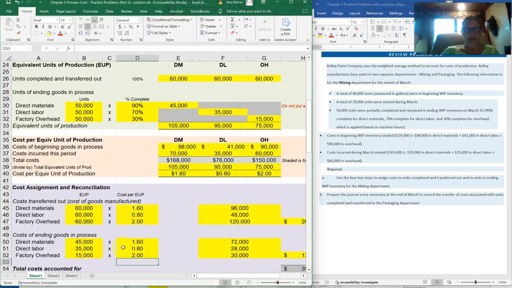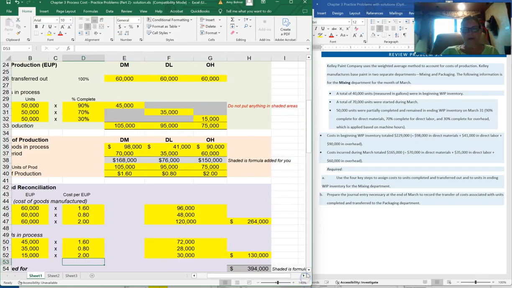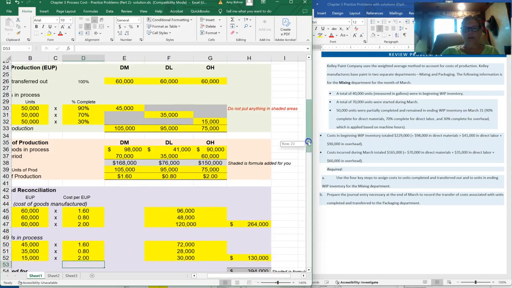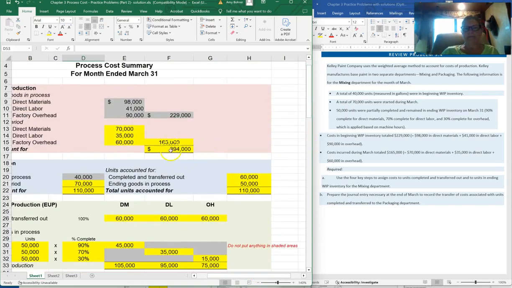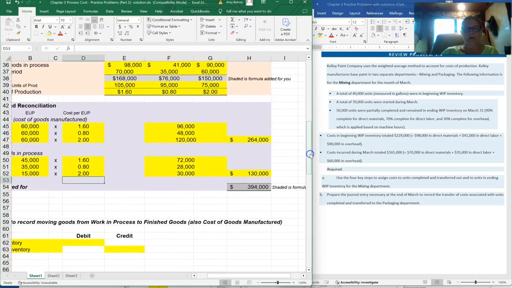And again, I've just got a formula in here, and all it's doing is multiplying the 45,000 times the $1.60 to get the 72, 35,000 times the 80 cents to get the 28, and 15,000 times the $2 to get the 30. Okay? When you're finished here, your total cost, and all it's doing is adding up the 264,000, adding up these three numbers, and then it adds these two numbers. So your total cost of $394,000 should agree to the total cost that was added, $394,000. Okay? If it doesn't, you've done something wrong. So again, these two numbers should equal, and the total cost you had up here should equal the total cost that you come up with down here.